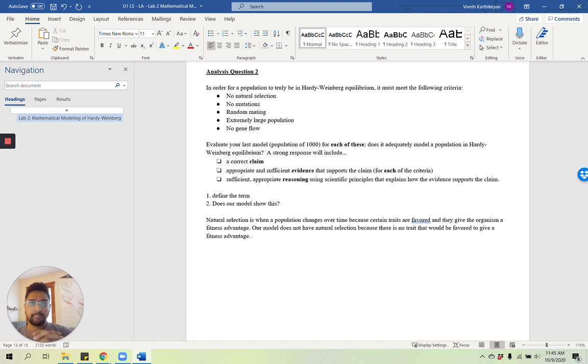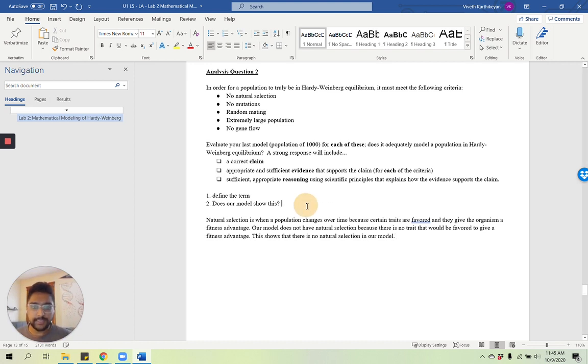Something like that. And so that would be my claim and my evidence. And my reasoning would be the reason why this is true. So something like this shows that there is no natural selection in our model. Yours can be a little bit more elaborate, probably.